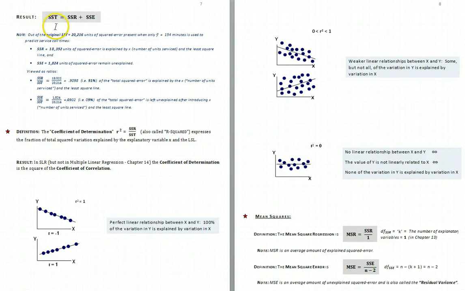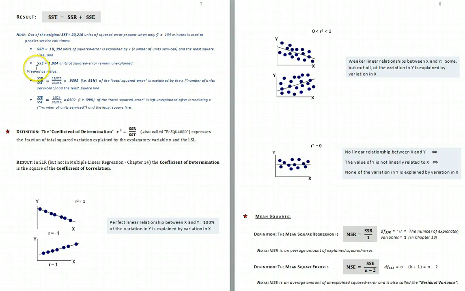That SST equals SSR plus SSE, that the total amount of squared variation equals the total amount of squared explained variation plus the total amount of unexplained variation, is a general result. These quantities are those quantities we saw true for our service call time example.